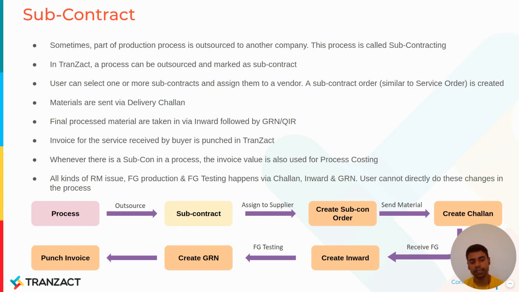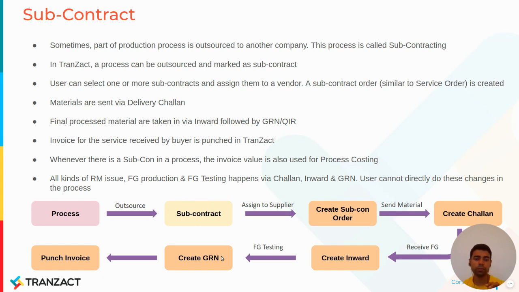Now when the person has made the finished good, done all their processing and sent it back, you receive the FG via the inward. Then you do testing, create a GRN, and finally punch the invoice. This whole process looks similar to a service. However, now it is associated with a production order. So creating a challan is equivalent to issuing raw material, creating an inward is equivalent to producing FG, and creating a GRN is equivalent to FG testing.